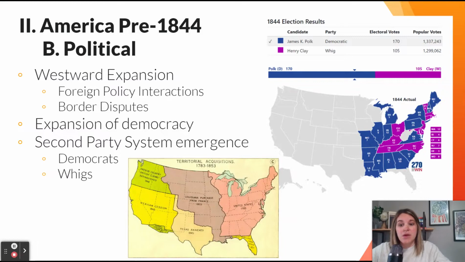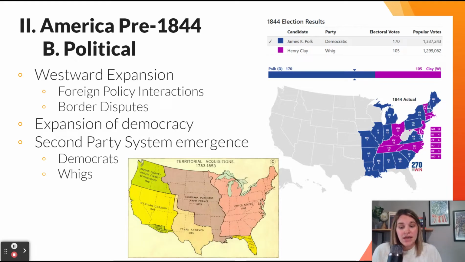Now, politically, we see westward expansion increasing U.S. efforts at dealing with other nations. And so boundary disputes and interactions with American Indians are going to increase as Americans move further west. We're going to see more treaties with other nations and American Indians at the time.